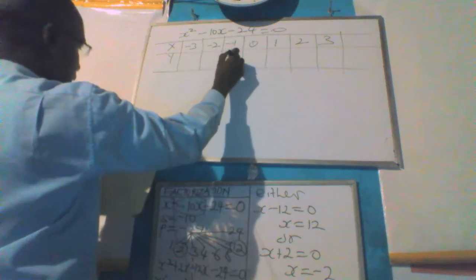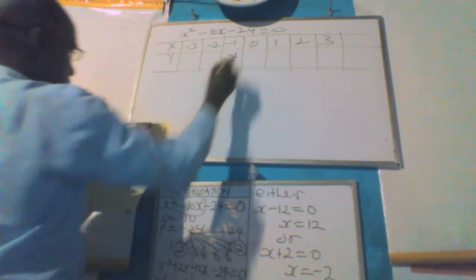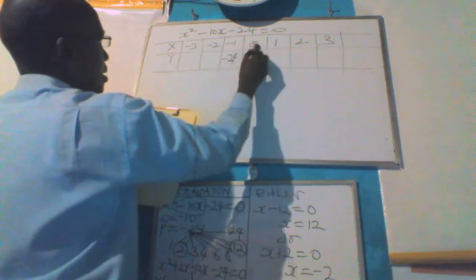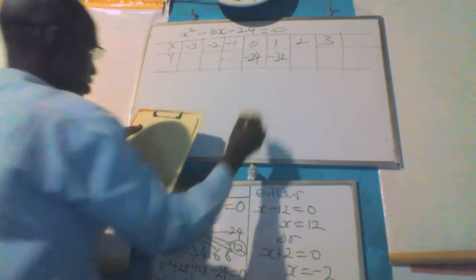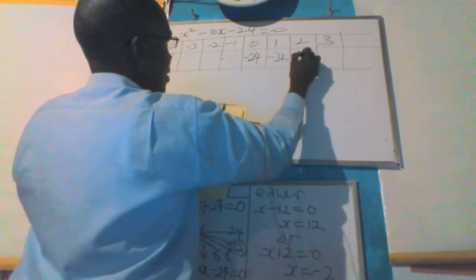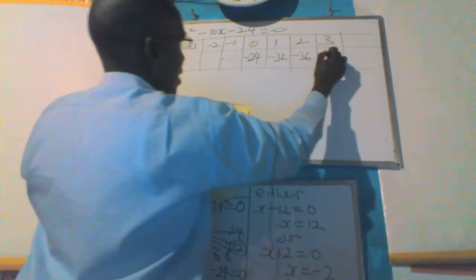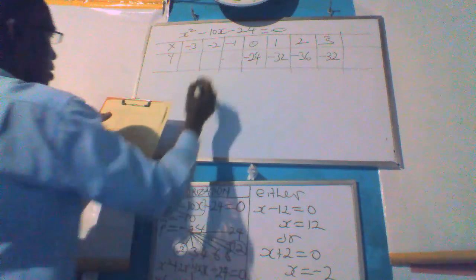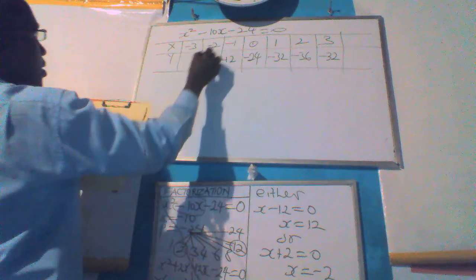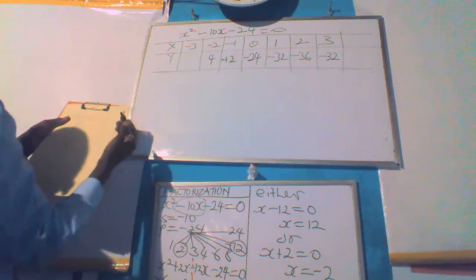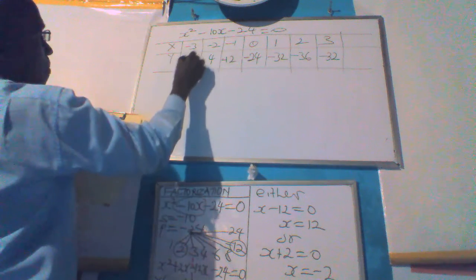In this case, when x is 0, y is minus 24. When x is 1, it is minus 32. When x is 2, it is minus 36. When x is 3, it is minus 32. When x is minus 1, it is minus 12. When x is minus 2, it is 4. And when x is minus 3, it is 24.